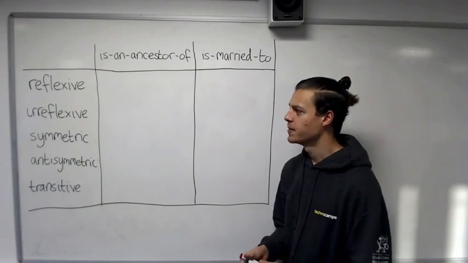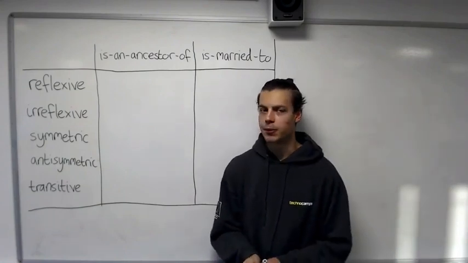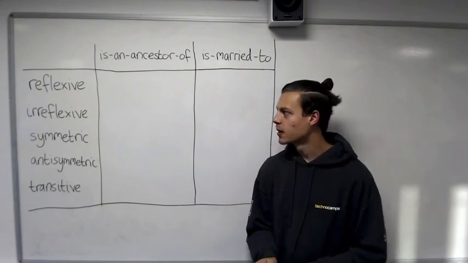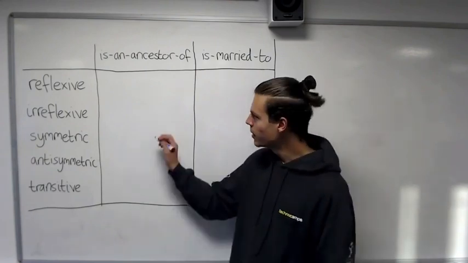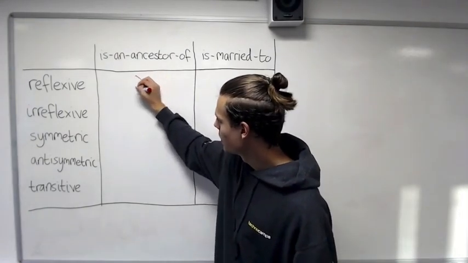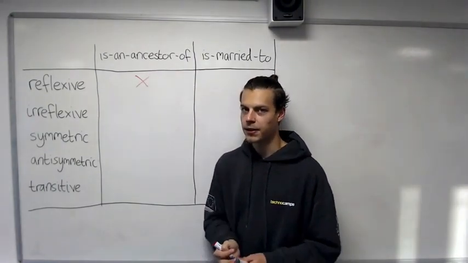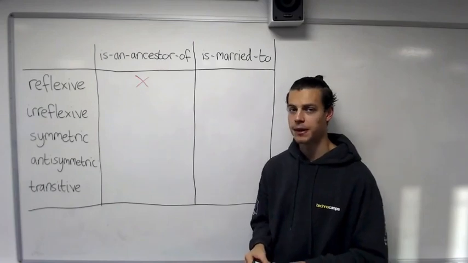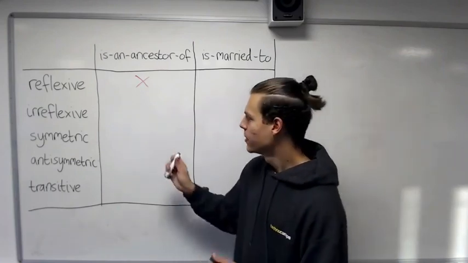Now, is this relation reflexive? Well, it would be reflexive if every person was their own ancestor. This is, of course, not true. And in fact, this relation is irreflexive, since a person cannot be their own ancestor.